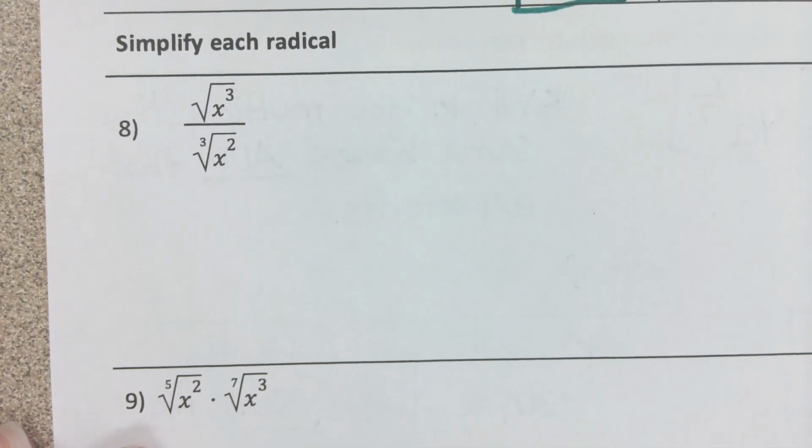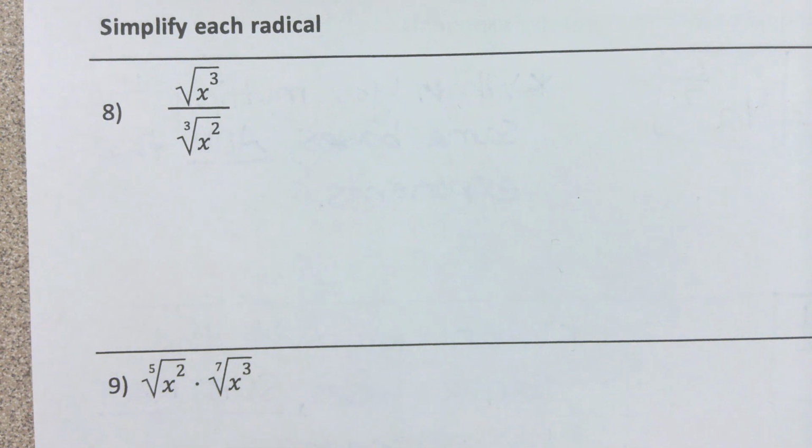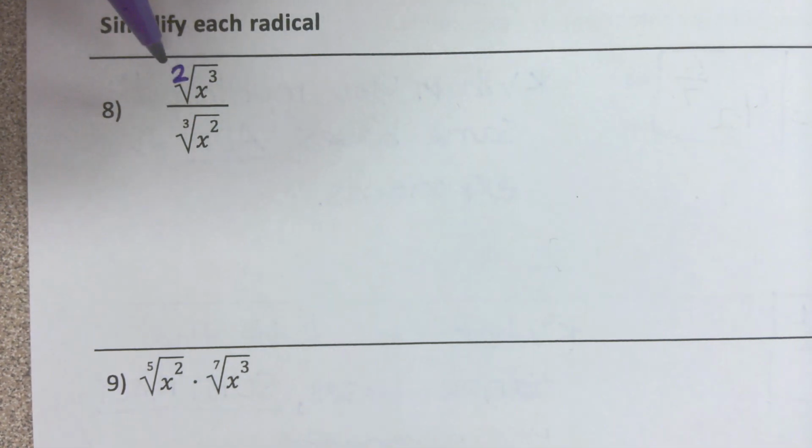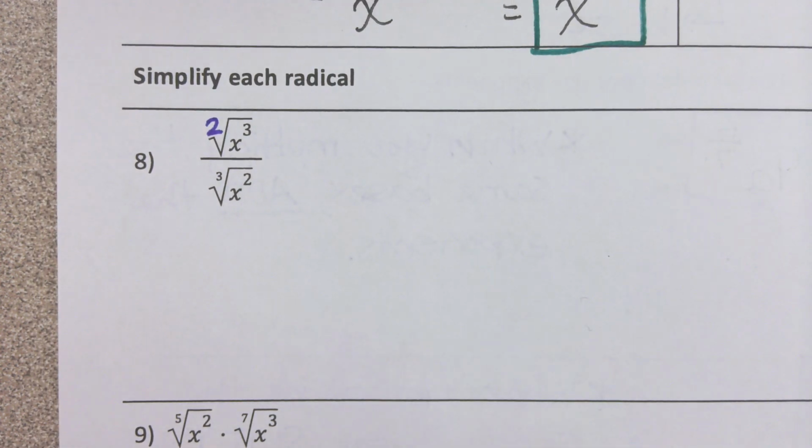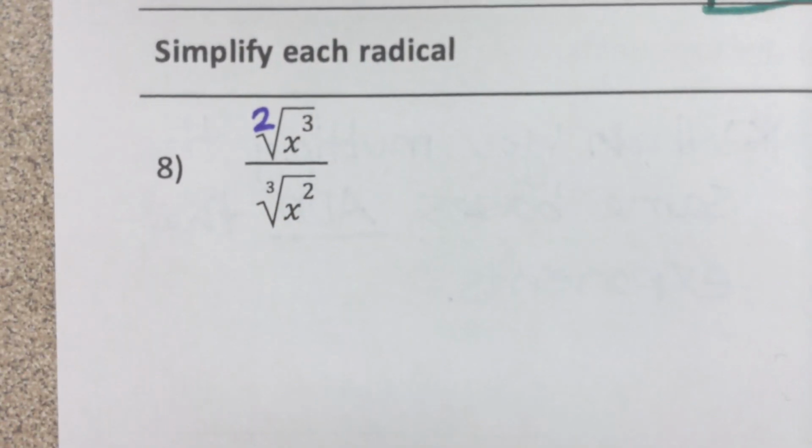Eight and 9 cover a kind of new rule, if you will. Number 8, square root of x cubed over the cube root of x squared. I'm going to zoom in just a little bit here. We've already seen a problem like this. I gave you one just like it last week, probably a couple of them. When you were given this problem last week, what were you to write on the problem? Huh? The answer. And what is the answer?